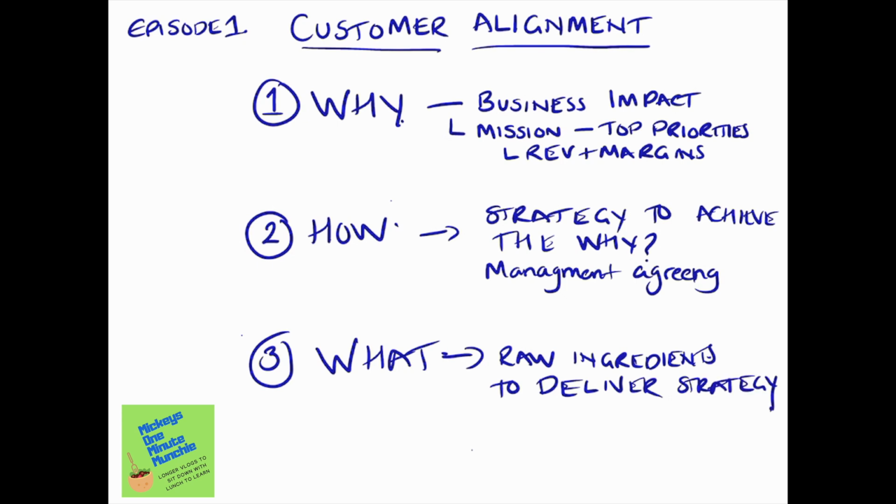Now, it doesn't matter if you have a customer with a net new requirement or an existing requirement. If you don't understand the why, the business impact, the mission, the top priorities, and how it leads to revenue and margins, you're missing a trick straight away. However, what I see many people miss is the strategy of the company. Unless you can align with that strategy, it doesn't matter what products you have and how good they are. If they don't deliver on the agreed strategy, then you're just not going to win a new customer. And then the what, obviously, is your products. Do your products actually deliver on the strategy?